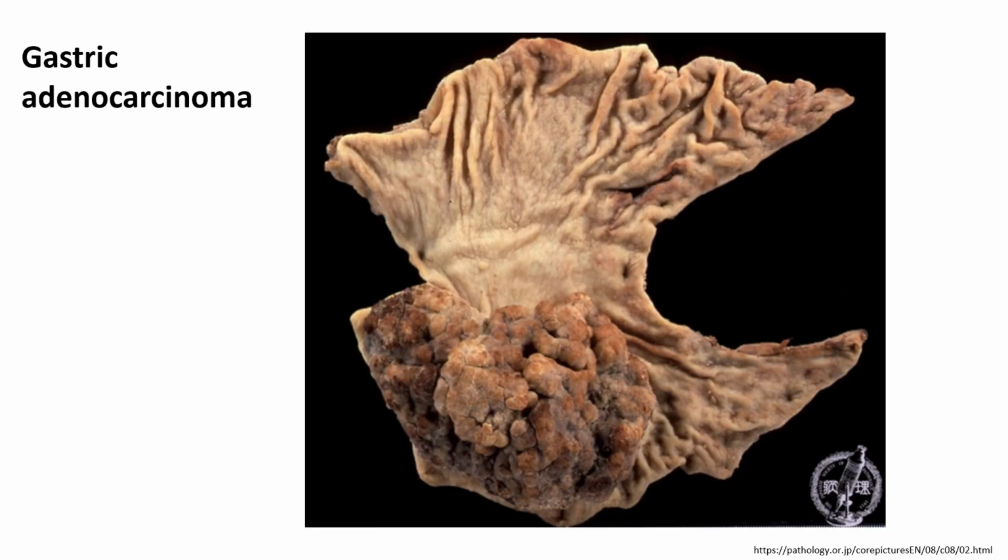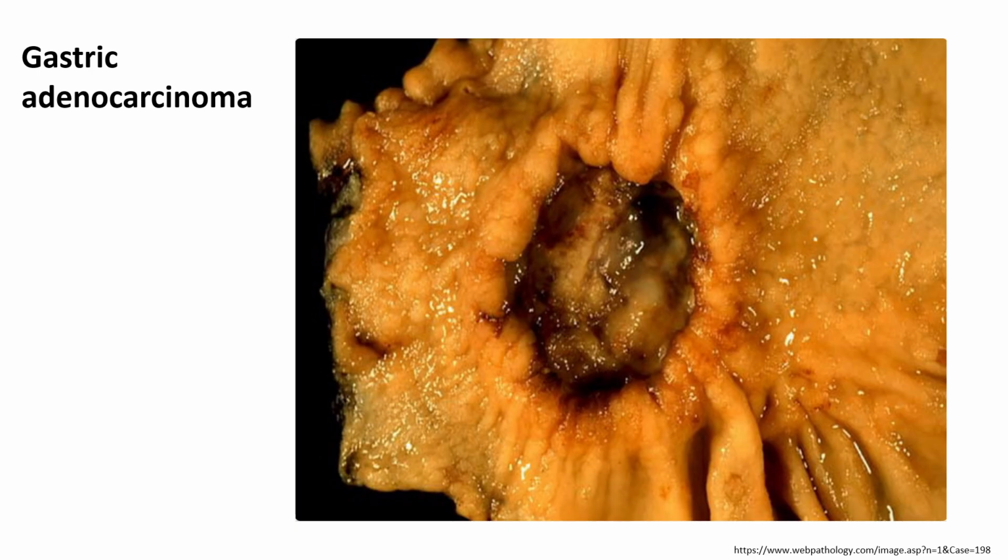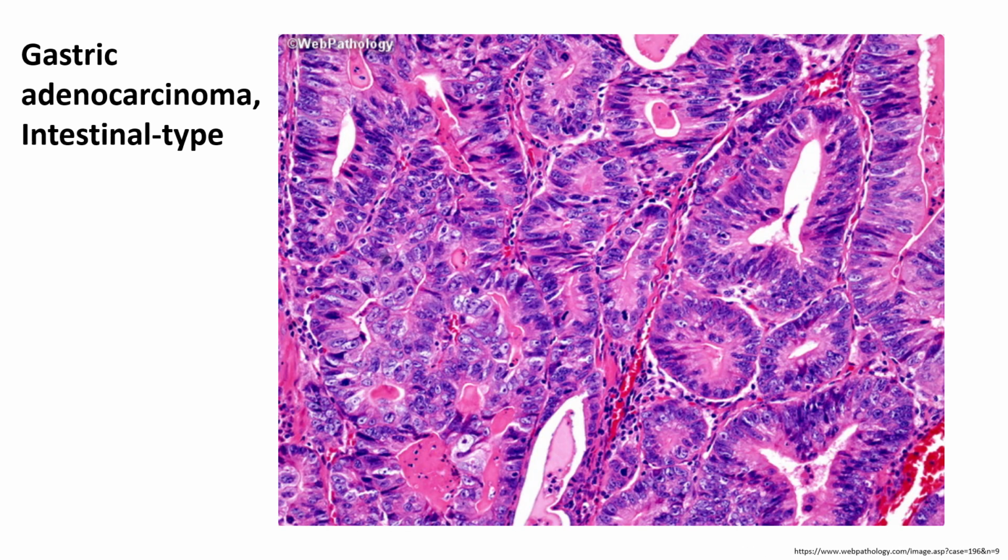This is an example of a gastric adenocarcinoma intestinal type. As you can see, there is a large polypoid bulky mass. In this example of a gastric adenocarcinoma, the cancer is not forming a mass. However, it is forming a large ulcer with elevated borders. So gastric adenocarcinomas can have a variety of gross appearances. This is an example of an intestinal type gastric adenocarcinoma, and as we can see, it is composed of invasive glandular structures that are lined by atypical cells.